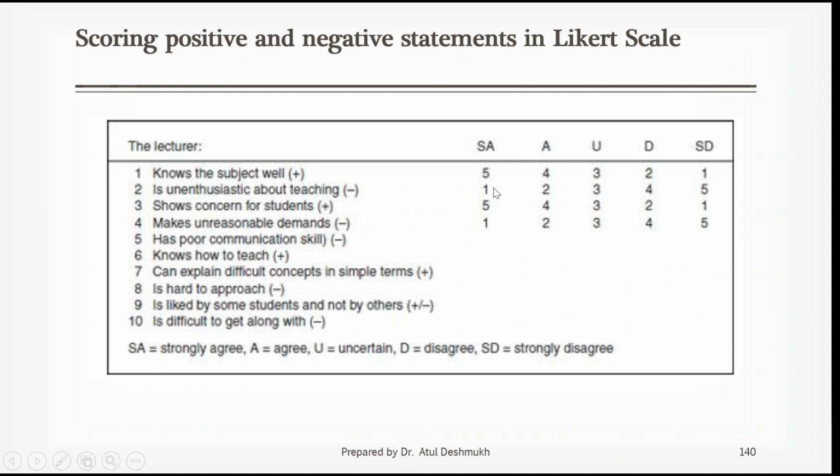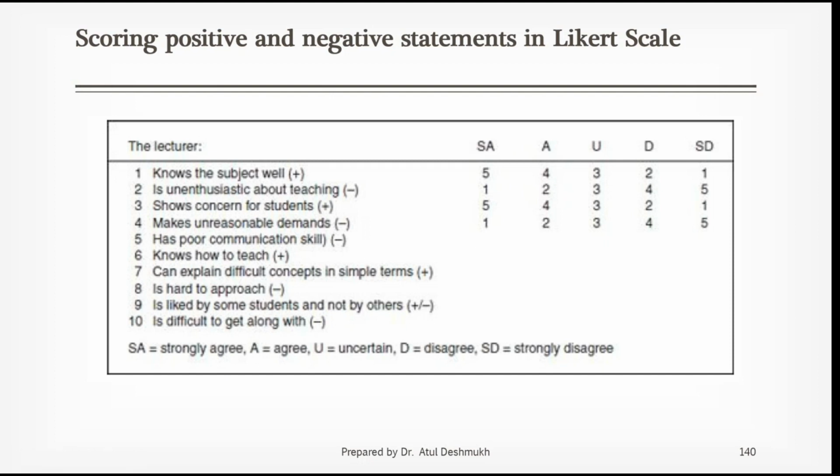For a positive statement, you will give the highest score for the most positive attitude and the lowest score for the most negative attitude. Similarly, for a negative statement, you will give the highest mark to the most negative attitude. Meaning 5 here will be given to strongly disagree. In case of a positive statement, we used to give 5 marks to strongly agree because it was a positive statement with a positive attitude. But in case of a negative statement, the highest marks are given to the most negative attitude. Here, the most negative attitude is strongly disagree. Okay, and the most positive attitude is strongly agree, but because it's a negative statement, the most positive attitude will get the lowest mark. So that way you have to assign the marks.